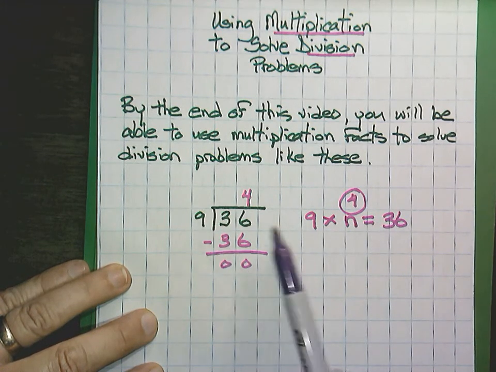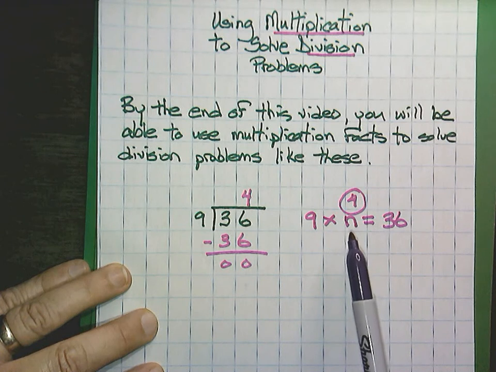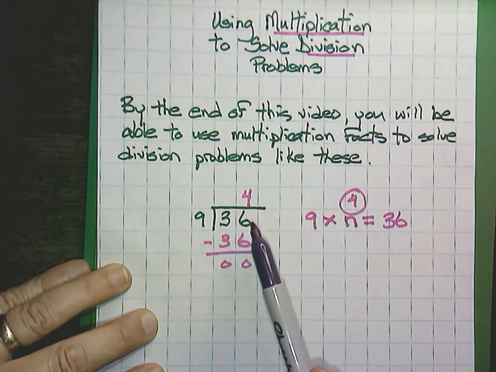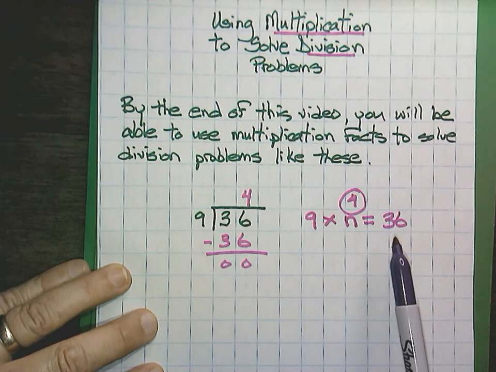So we have 9, that's our 9, times n, that's the unknown number. We don't know that when we first start, but we do know the total. So 9 times n is equal to 36.